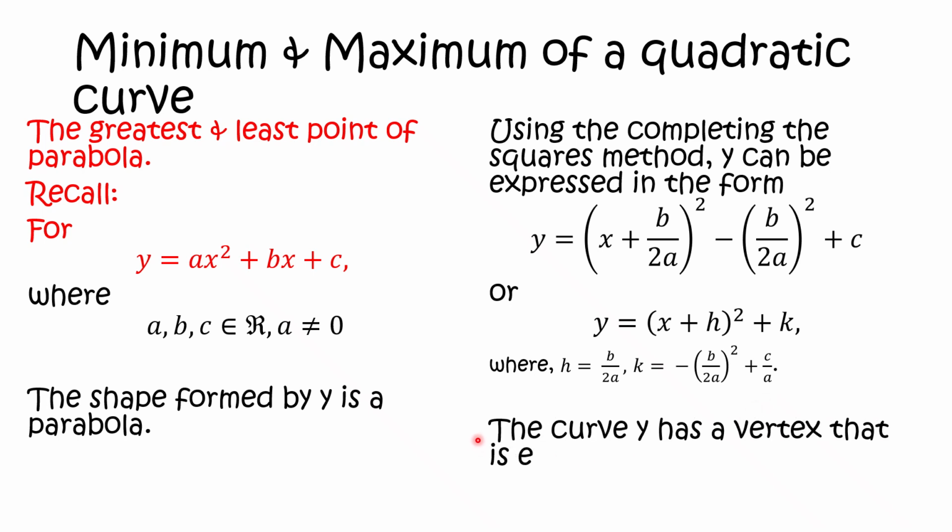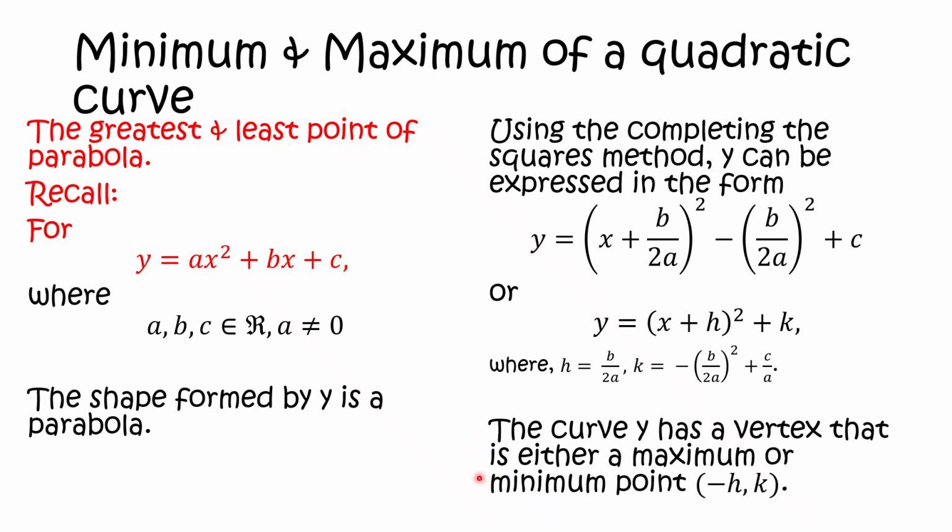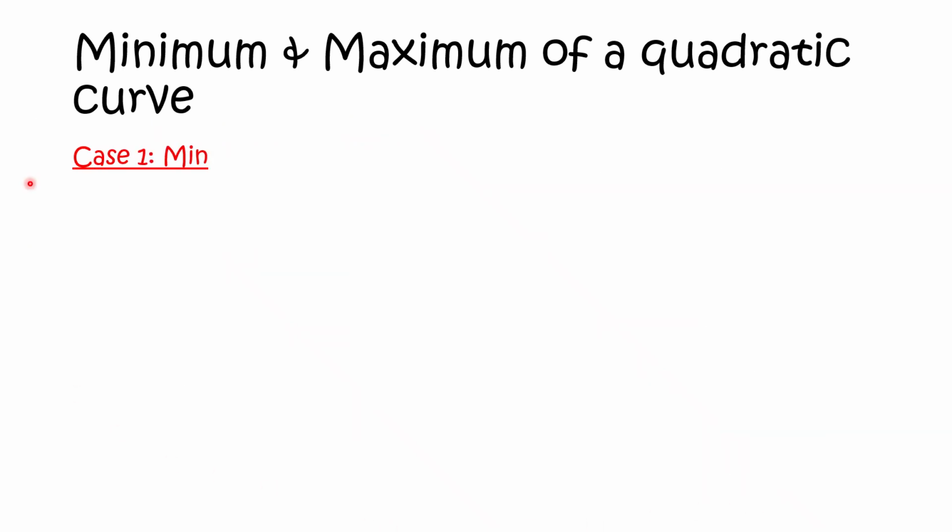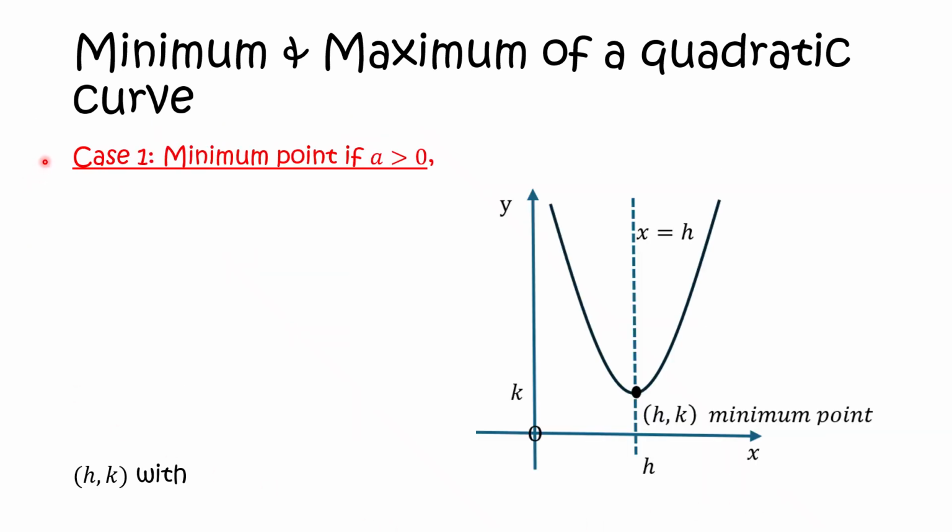The curve y has a vertex that is either a maximum or a minimum point, minus h and k. Case 1. The minimum point if a is greater than 0. That is to say that the coefficient of x squared is a positive value, so we would have a minimum point h, k as indicated on the graph, and of course, with the line of symmetry x is equal to h.